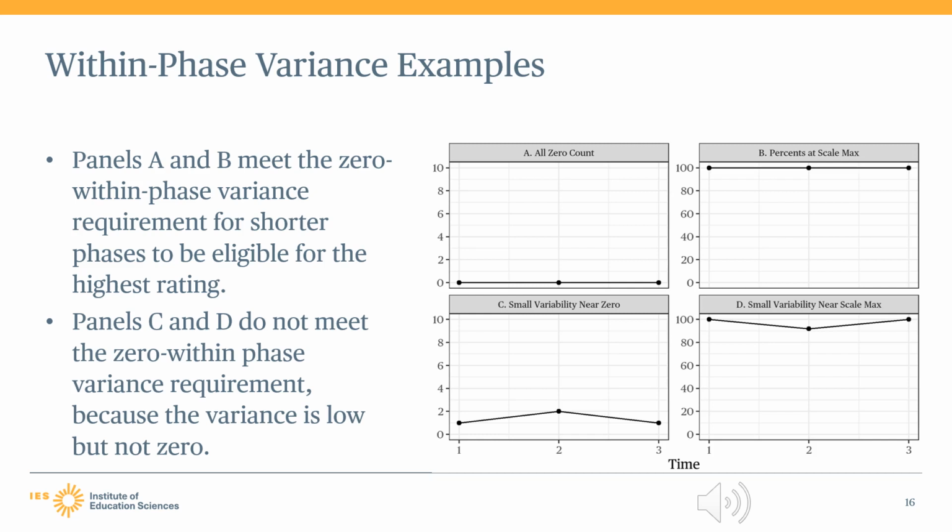Panels C and D are similar to panels A and B, but all 3 points are not exactly the same value. In these scenarios, the average value of the outcome and the degree of variability may still not be well represented by only 3 observations. In these cases, the WWC requires that researchers have gathered additional data for a finding to receive the highest possible research rating.